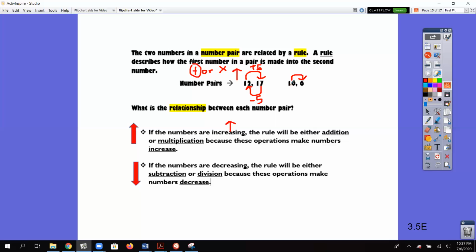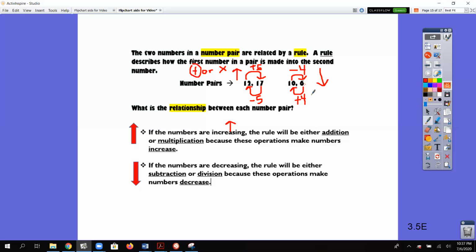And over here, how do they get from 10 to 6? Now here they increased, right? What about here? Here, it decreased. How do they get from 10 to 6? What is the relationship? What is the rule? It would be minus 4, because we know that 10 minus 4 is 6. And if you want to do the opposite way, you can, which would be, what's the opposite of minus 4? Plus 4.